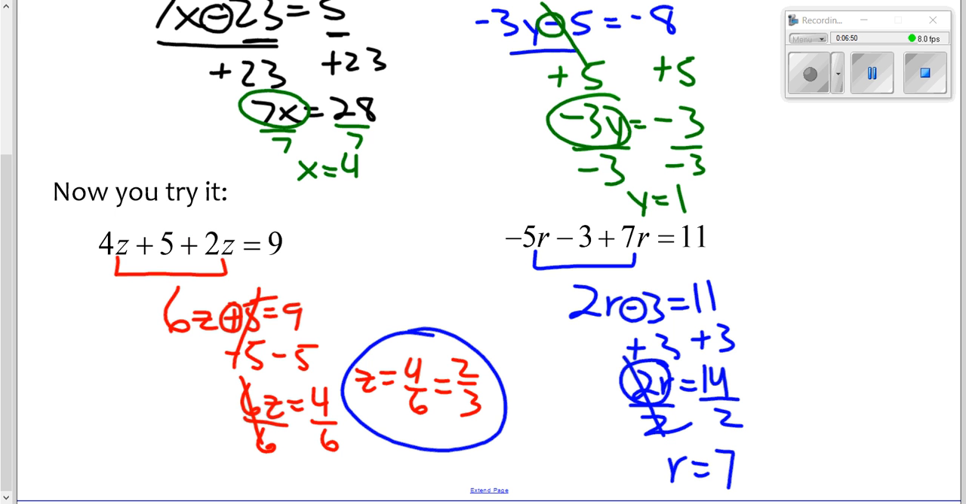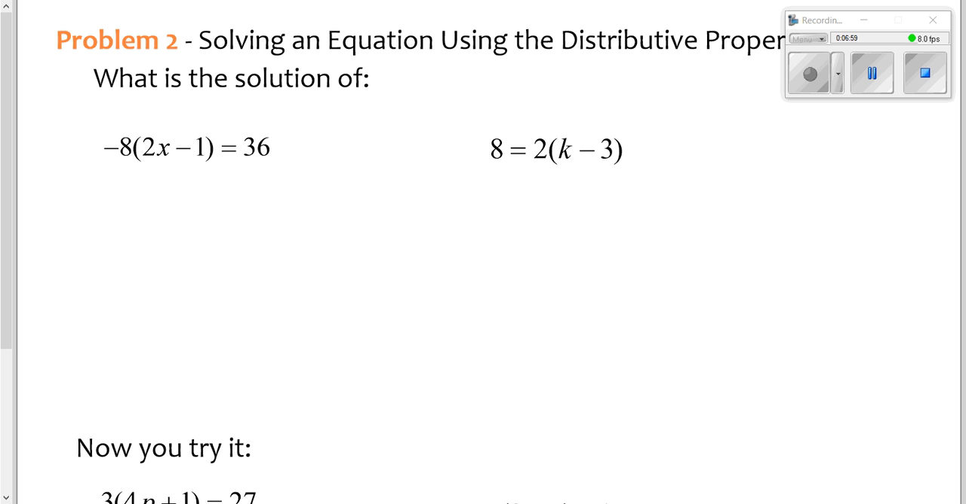Okay. So yeah, you're going to get answers like that, but I think you notice that after I put like terms together, I'm getting a two-step equation like we did in the previous section. Okay. All right, here we got a little bit of distribution to do.